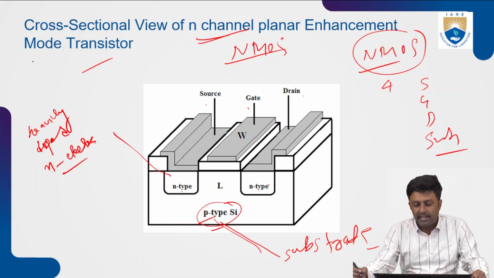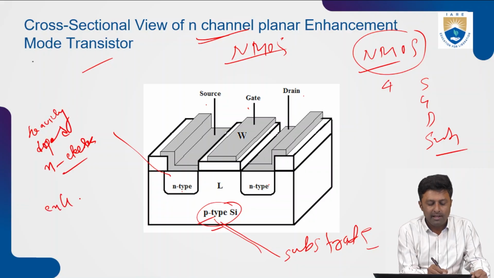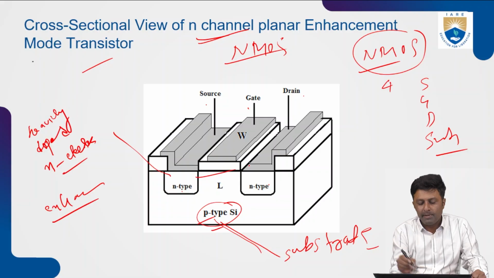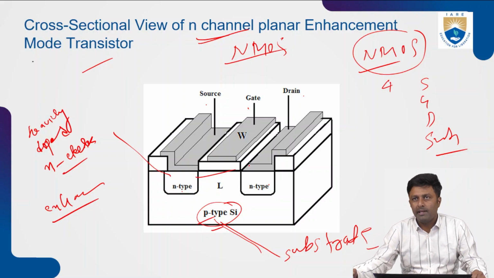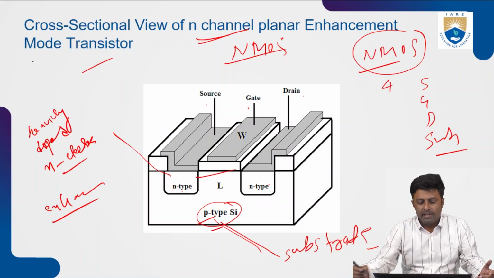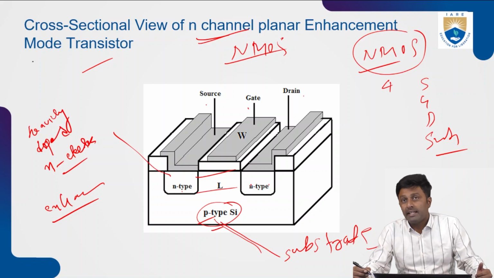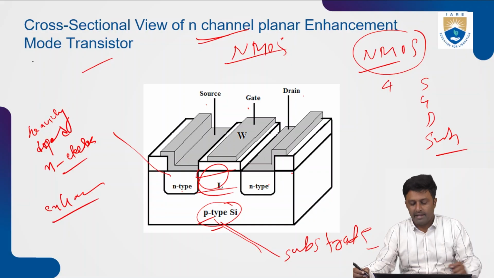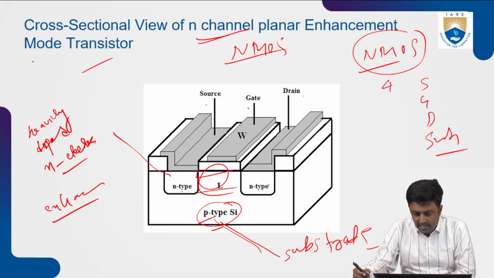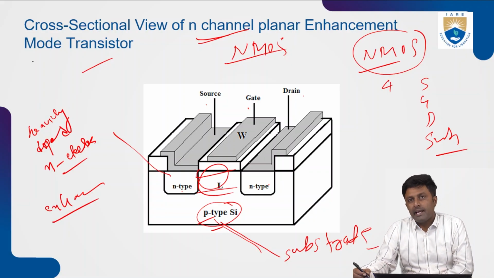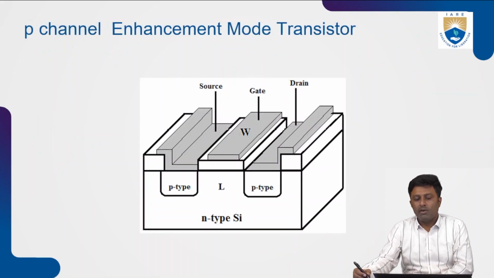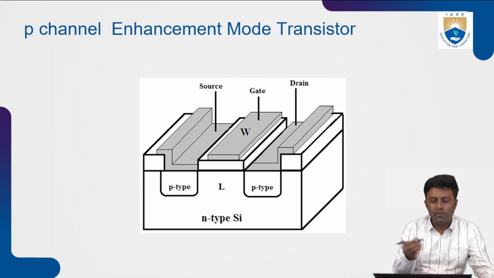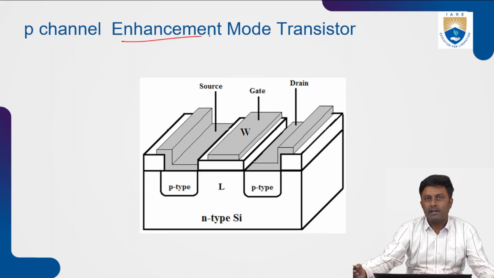The difference between the enhancement type transistor and depletion type we have seen in the previous video. In the enhancement type, there will not be a channel; the channel will not be present in the beginning. Whereas in the depletion type transistor, the channel will be present from the beginning. That is the difference between the enhancement type and depletion type transistor. So we have seen the N-channel MOSFET.